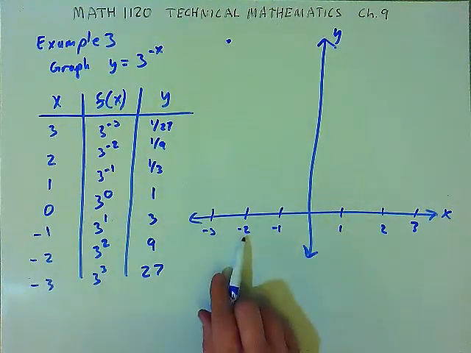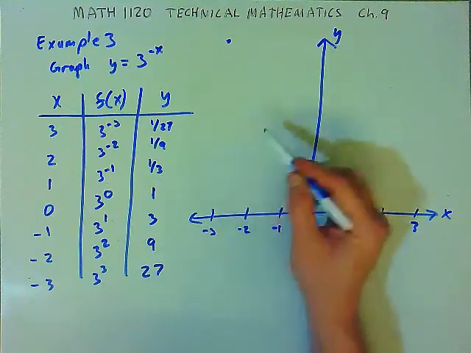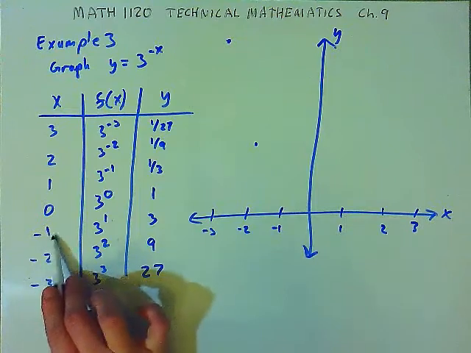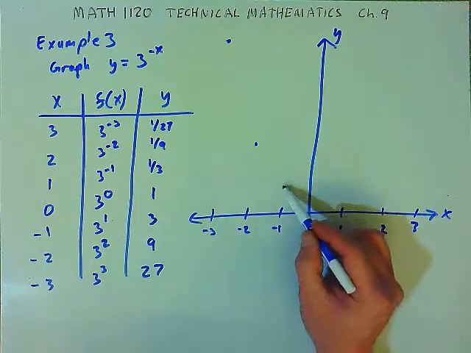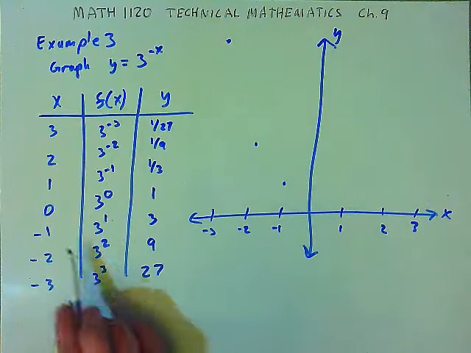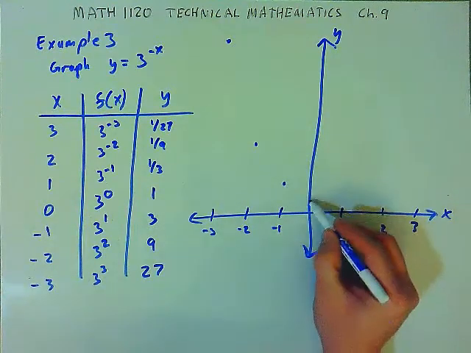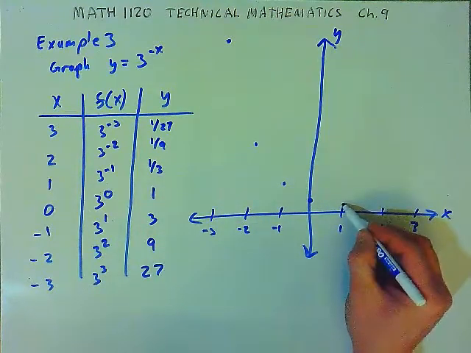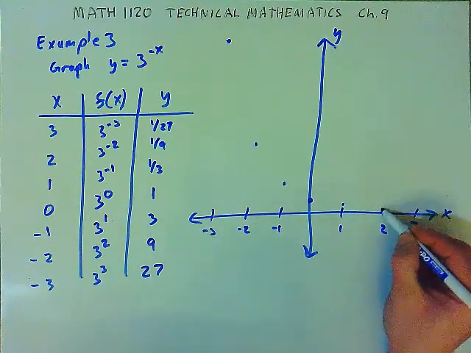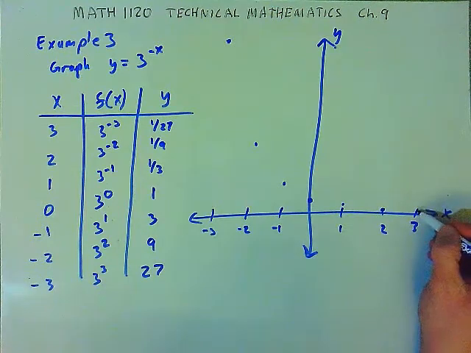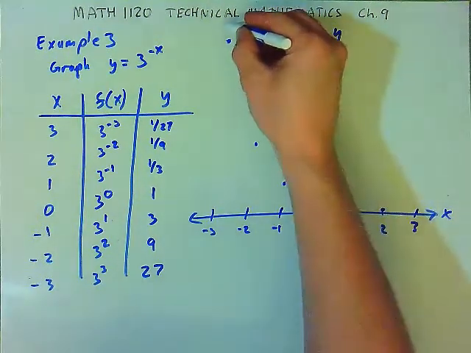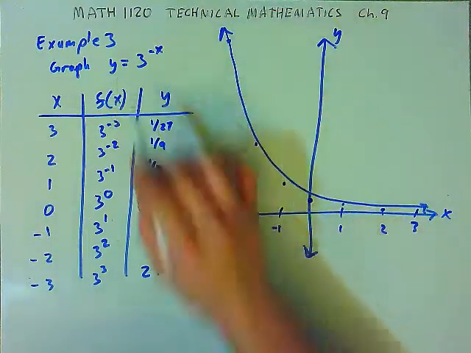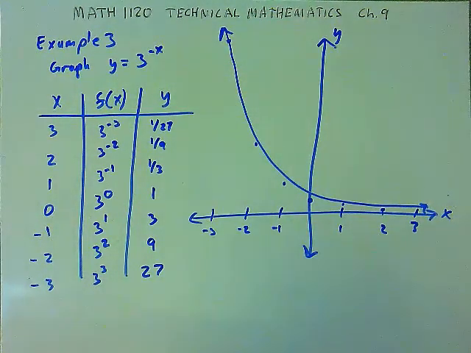When x is -2, y will be 9, which is about a third of that, maybe about here. When x is -1, y is 3, which is about a third of that. When x is 0, y is 1, about a third of that. When x is 1, y is 1/3. When x is 2, y is 1/9. And when x is 3, y is 1/27. So again, we get something that looks like this. This will be our exponential function, y equals 3 to the negative x power.